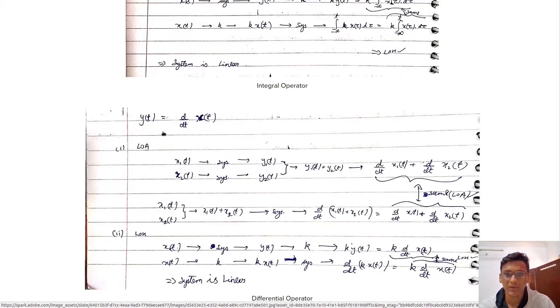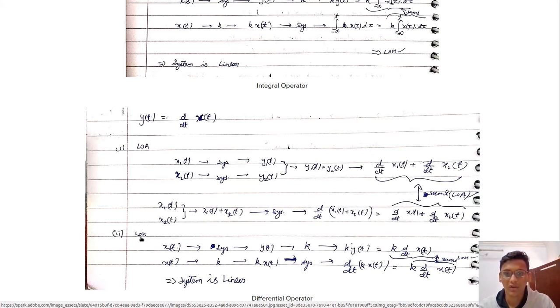Now let's see the example of a differential operator, that is y(t) equals d by dt of x(t). Taking the law of additivity for the system, first adding both the output signals, we get d by dt x1(t) plus d by dt x2(t), and first adding the input signals and then passing it through the system, we get d by dt of (x1(t) plus x2(t)), which is the same as d by dt of x1(t) plus d by dt of x2(t). That means the law of additivity is obeyed here.